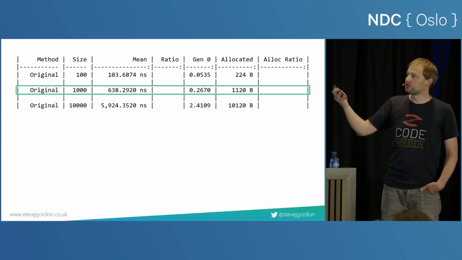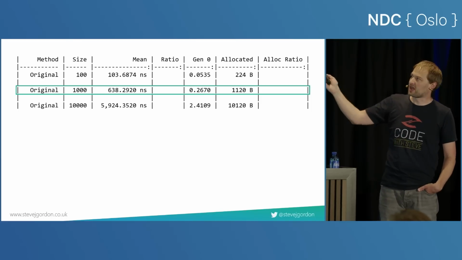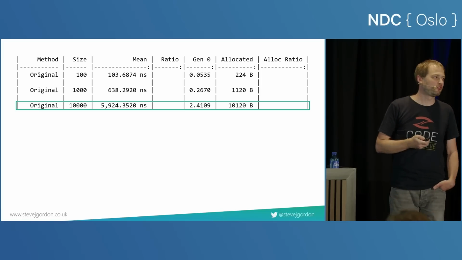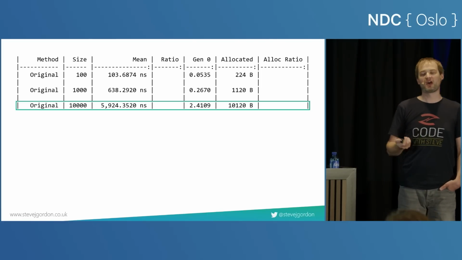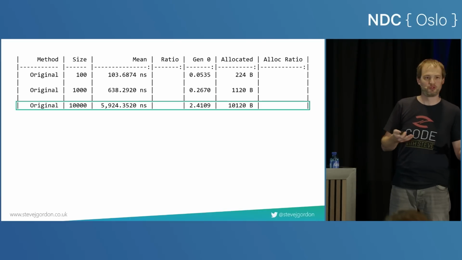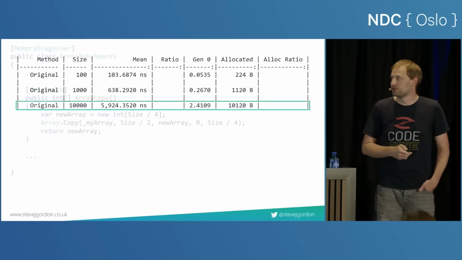It got slower for the next size up, and it allocated a bit more. And again, factors more increase in execution time and allocations as we go up. Not that unexpected. We're creating a new array and we're filling it up. And the bigger the size, the bigger the array, the more copying needed.